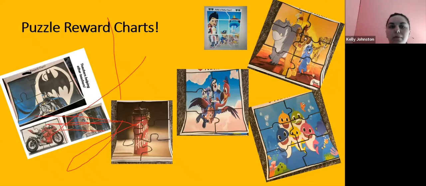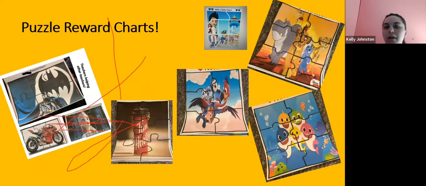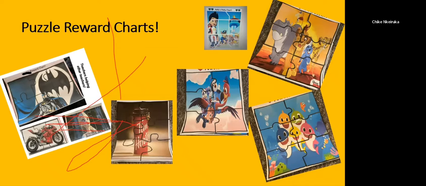So these are just some of the ones I've created. Same thing, you can do this with anything. So how I did it was I found a puzzle that I liked that was 6 pieces, 9 pieces, however many pieces that you would like. And I printed just that blank puzzle online. Then I found a picture that I liked. So the Paw Patrol picture, for example, I found that one.